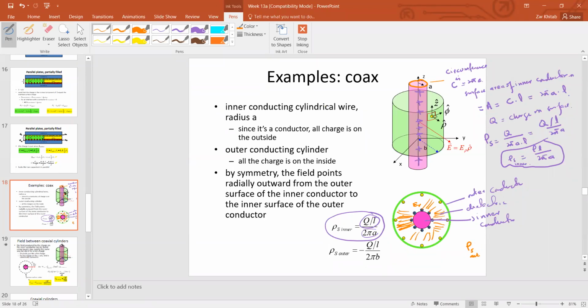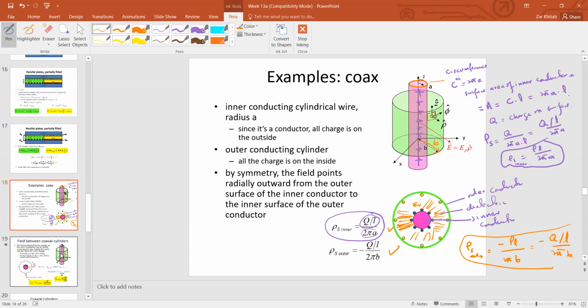So rho S of the outer conductor will be equal to minus rho L divided by 2 pi b. b is the radius of the outer conductor. The length is the same. So minus Q divided by L, sorry, no L, divided by 2 pi b. So this is the outer conductor. Okay, so here we have these two equations, and that's the case when we have the coaxial cable.